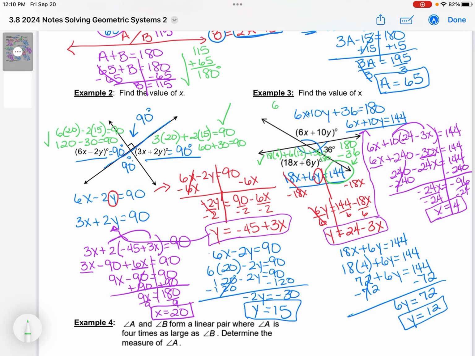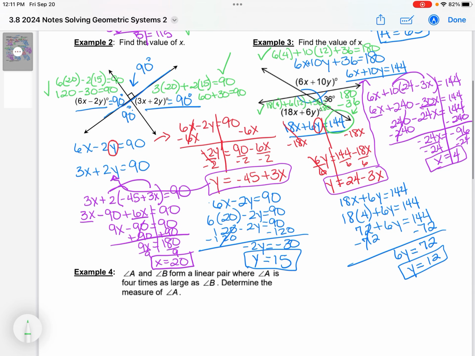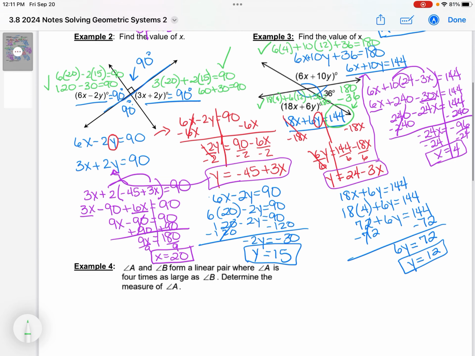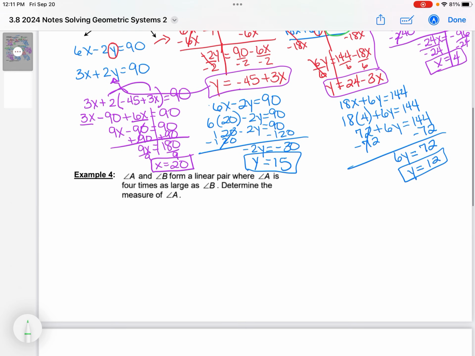So we have 6 times 4 plus 10 times 12 plus 36 should equal 180. So I'm going to use my calculator. 6 times 4 plus 10 times 12 plus 36 equals 180. So those are my correct x and y values. I only needed x, which means I could have skipped the very last step, but I wouldn't have been able to check my work, so I'm just going to say that's all good. All right, last problem. But you get the idea. We're making the equations, and then we're solving for both variables.